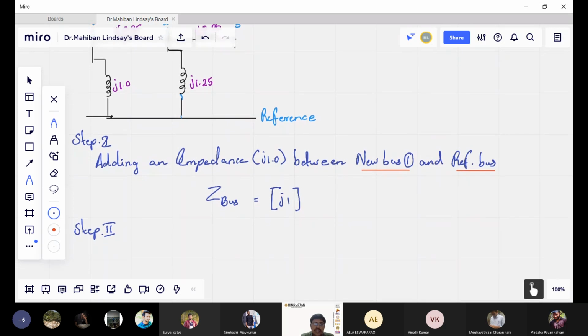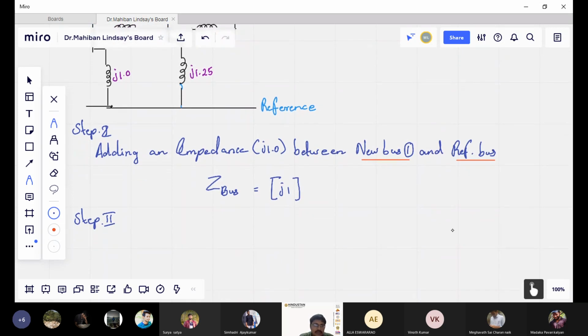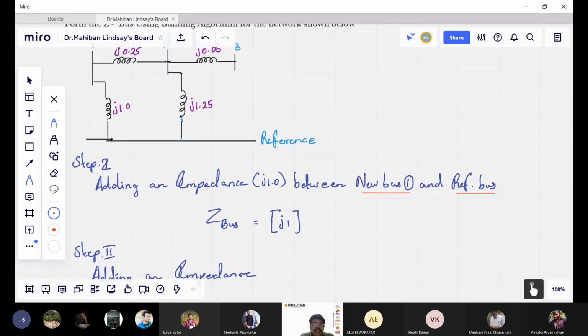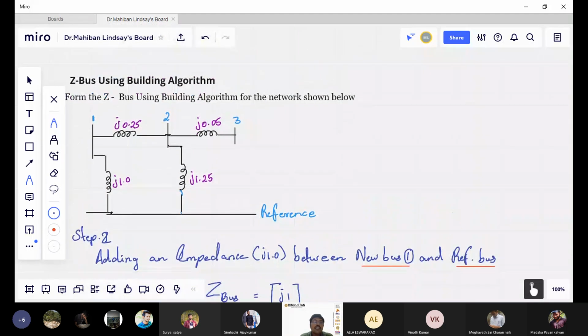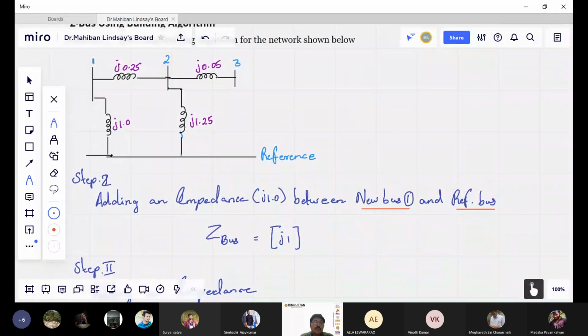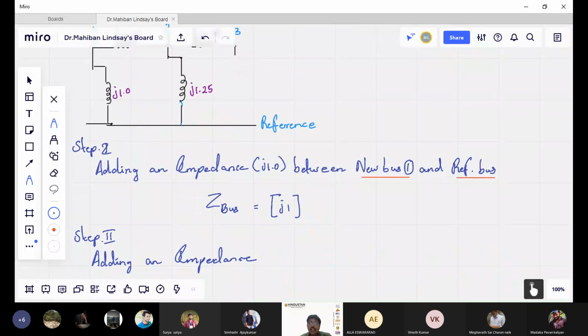Now what I am going to do means I am adding an impedance, where I can add next to that, that is J 0.25, that is between 1 and 2. Listen, now the bus 1 is old bus and bus 2 is new bus.